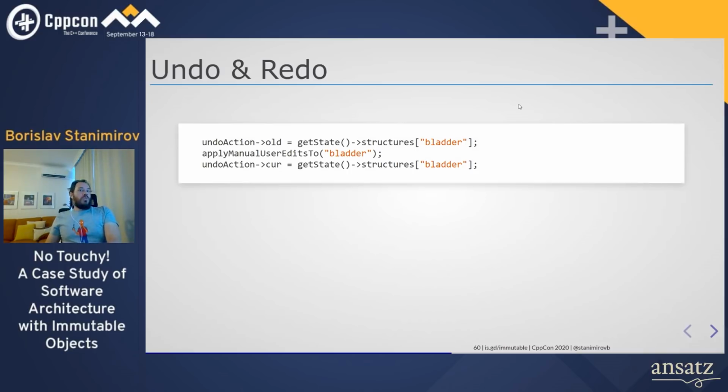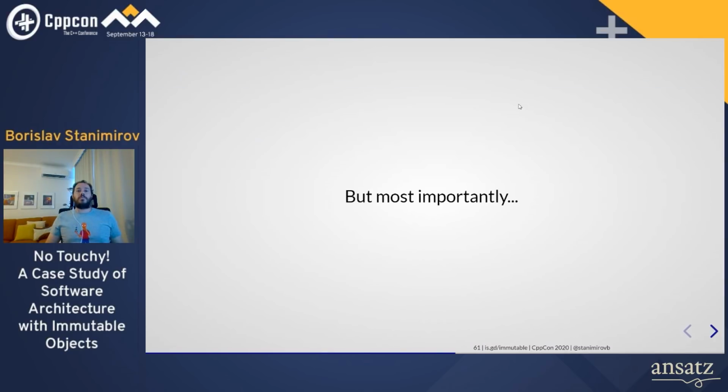And also, undo and redo is pretty easy. For example, if we create an undo action and we set the bladder for this undo action to the current one, then we apply the manual user edits to the bladder, and then we can set the current version of the bladder to the undo action. That's pretty easy, and it comes naturally, basically, to create undo and redo actions with this.